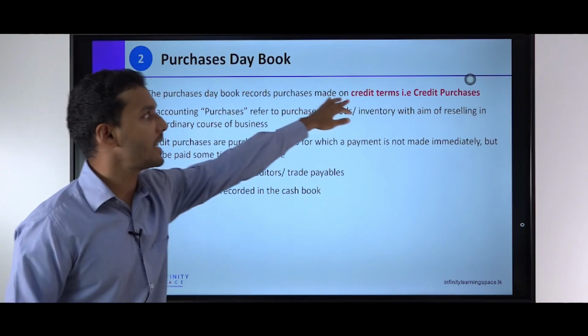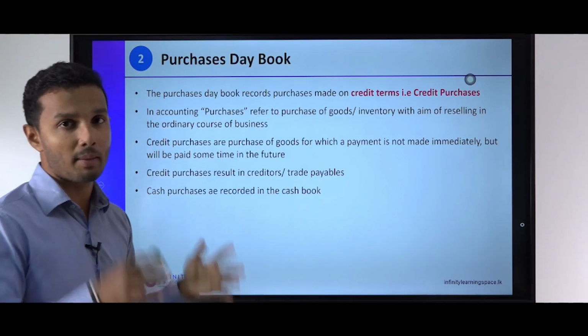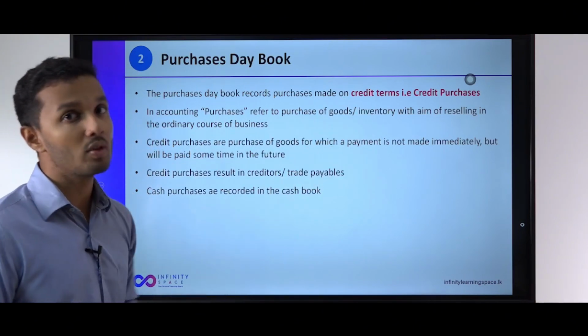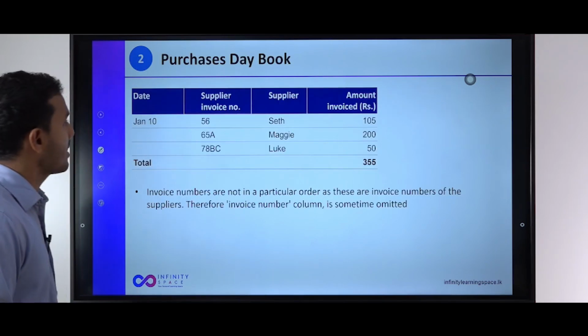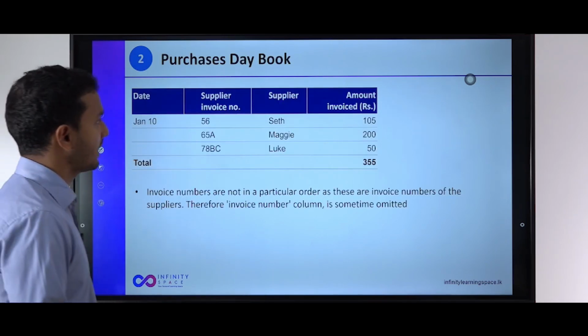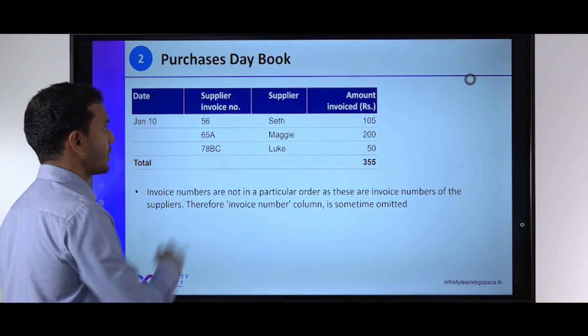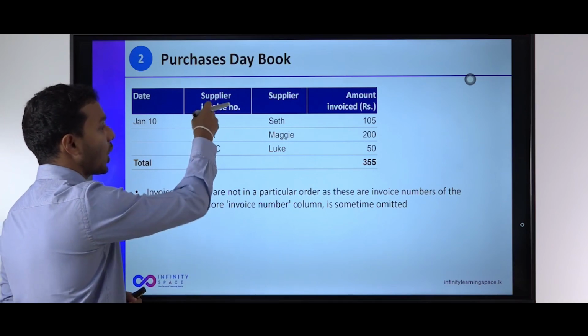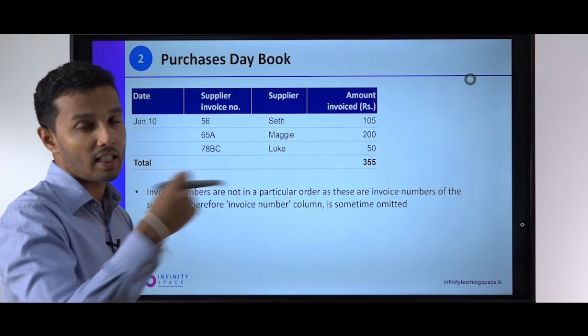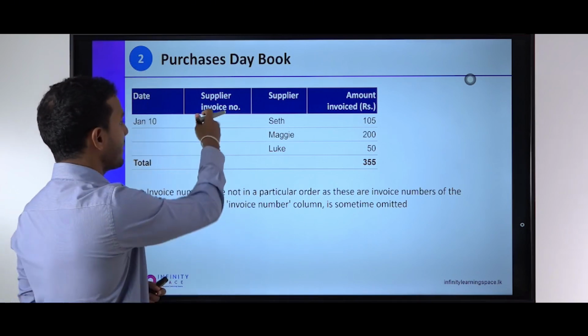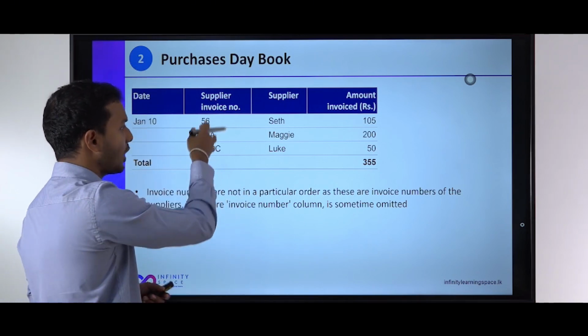Remember, this is on credit. We have not made the payment immediately. We promised to pay in the future. So the format is very simple. Date, the supplier's invoice number. You can see here we record the invoice number we received from the supplier, and they can have different numbers. It's not in a particular order.